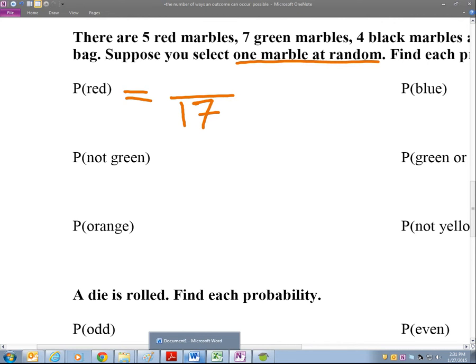And then it says the probability of red. How many reds are there? 5 out of 17. There's 5 out of 17. And Corey, can we simplify that? No. We got 2 prime numbers right there. You can't simplify it. Yes, you can, actually. Yep, we're always going to be simplifying.